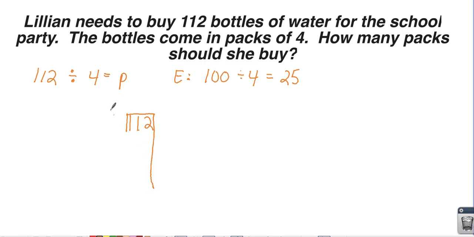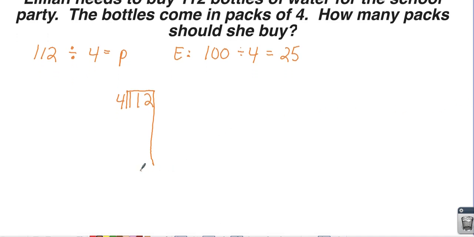112 divided by 4. You can do this on a piece of paper with me. So I'm going to start by saying, how many times can 4 go into 1, or 1 divided by 4? Well, 4 can't go into 1 because 1 is less than 4. So let's underline the next digit and do 11 divided by 4.